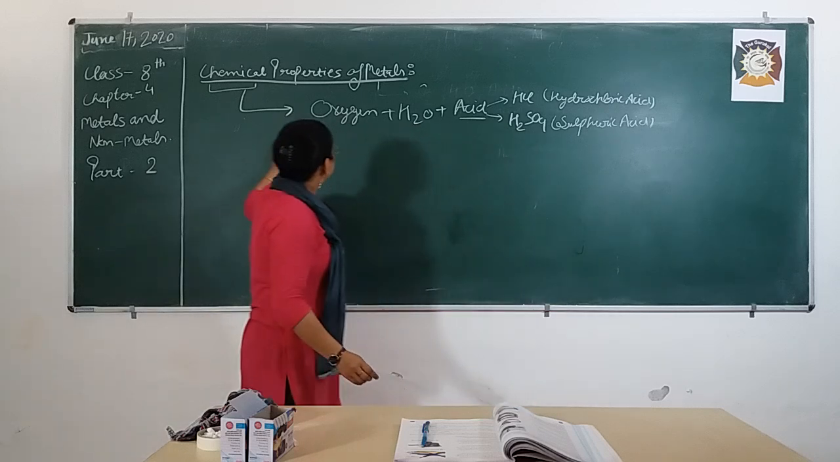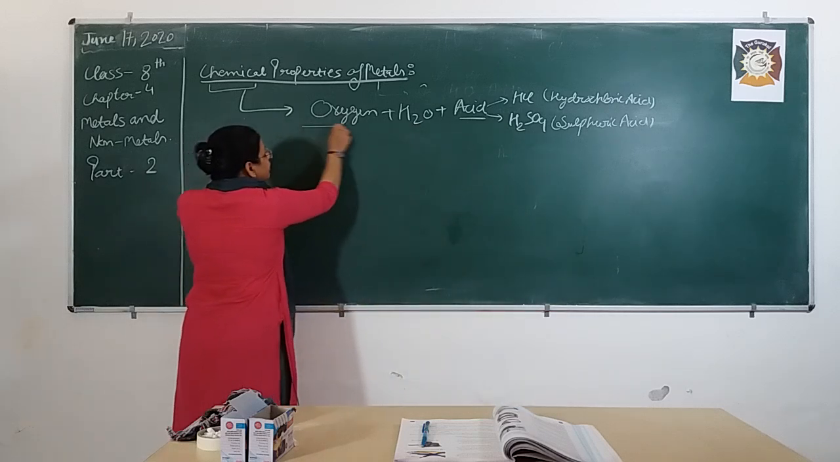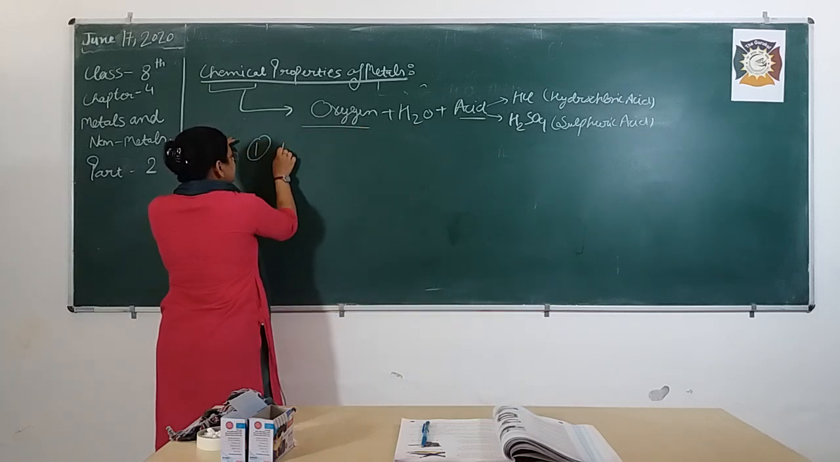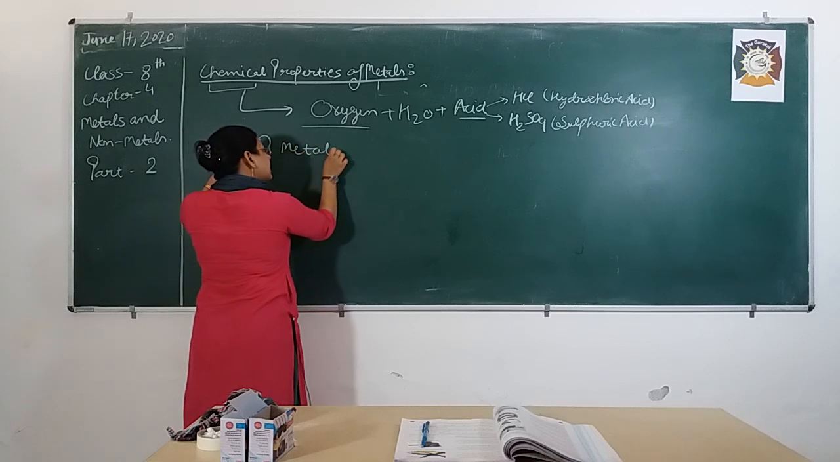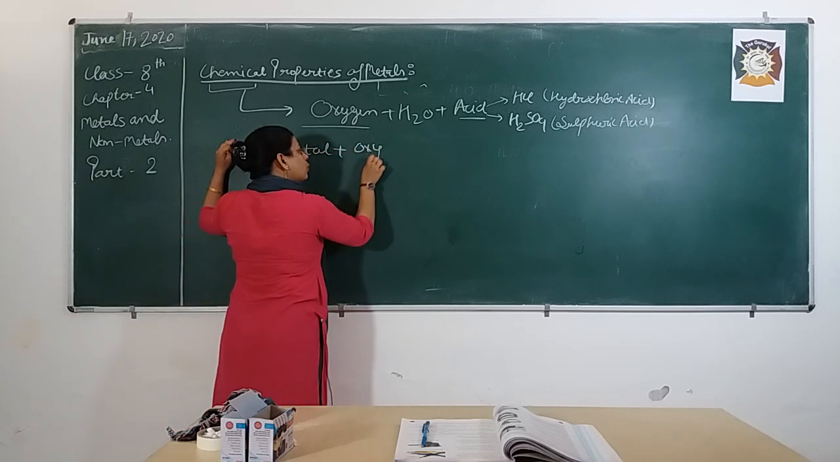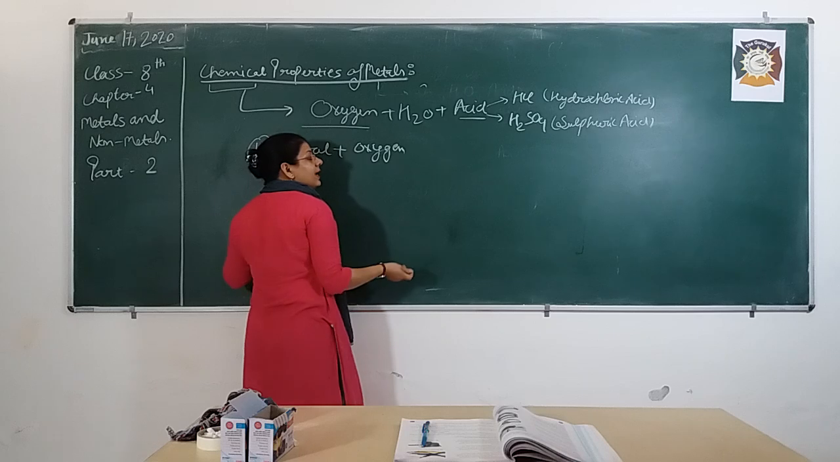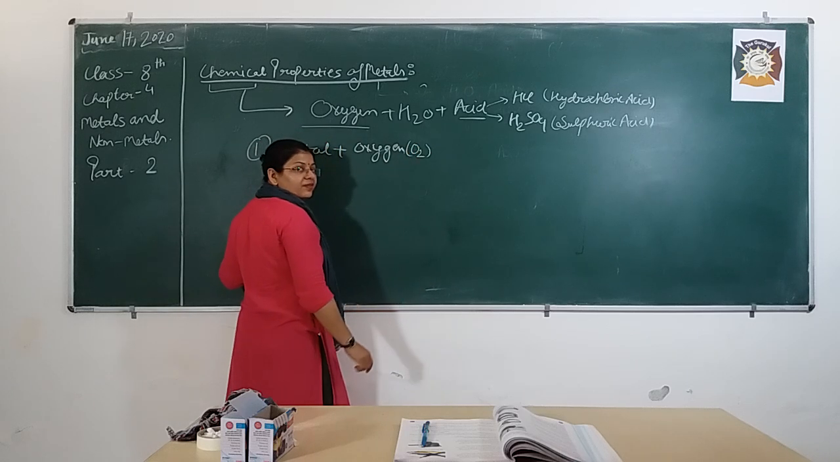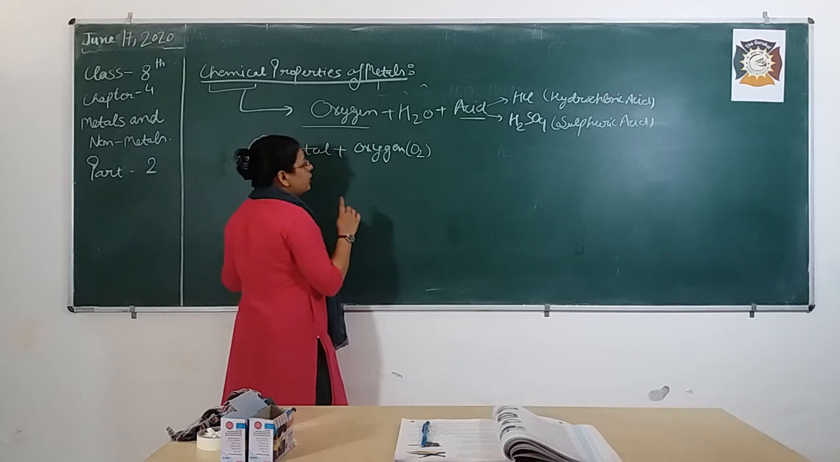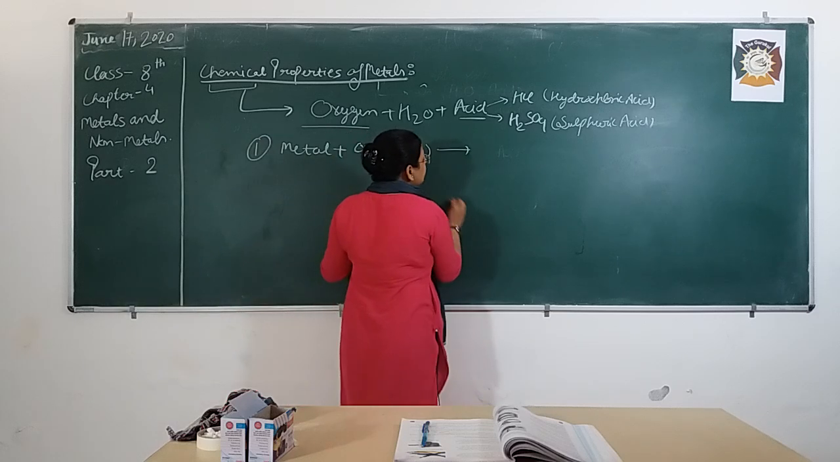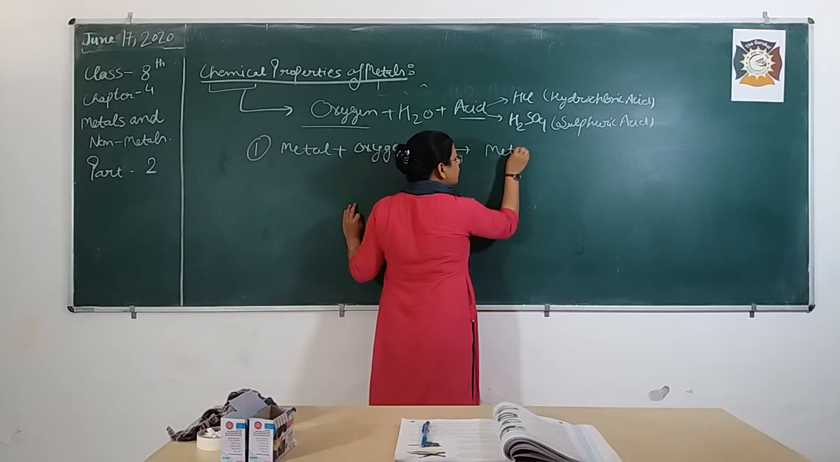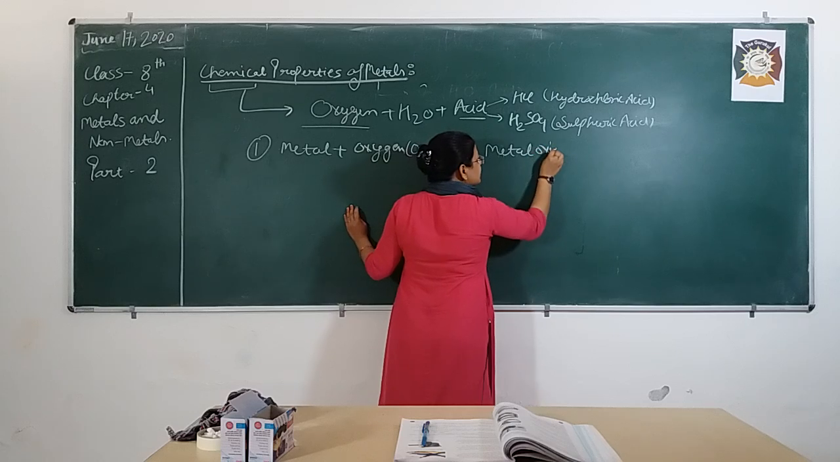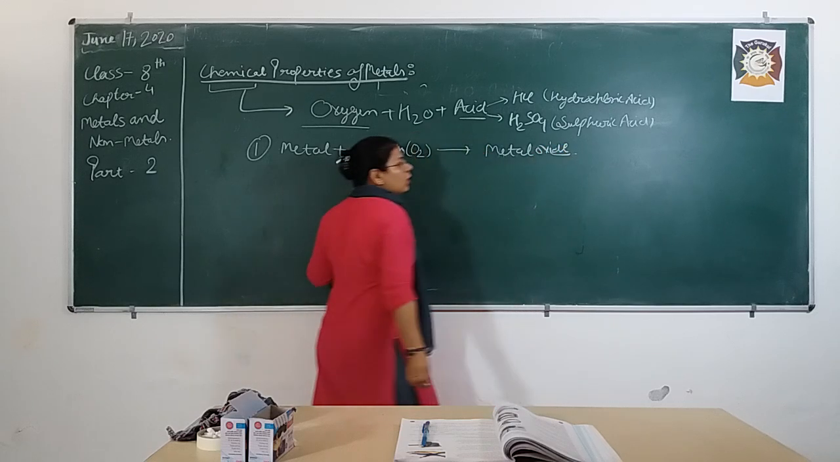So starting from the very beginning, that means reaction with oxygen. The first heading is when metals react with what? Oxygen. In chemistry we represent oxygen with O2. Why O2? In higher standard you will come to know. Okay, oxygen, then they lead to the formation of what? Metal oxide.